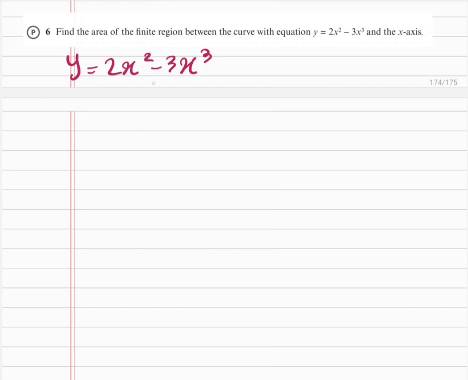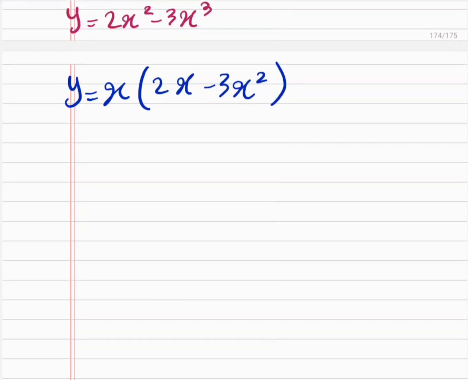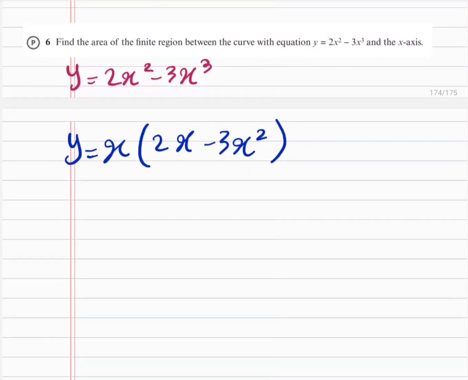So we can factorize this expression. So we take a factor of x, and the reason I take a factor of x is because I want to make a quadratic inside the bracket. So we get x(2 minus 3x squared), and so let's find the roots of this.